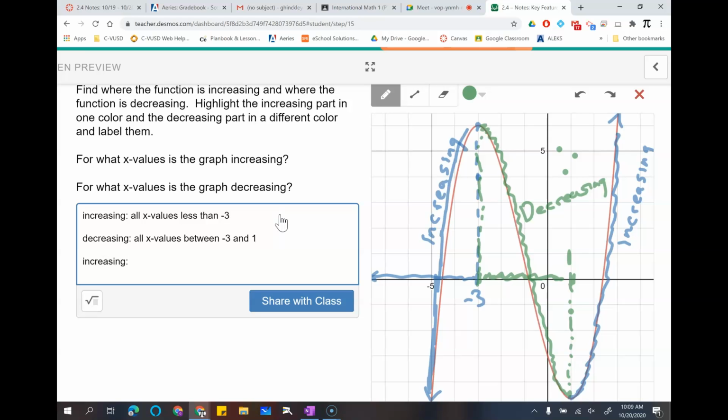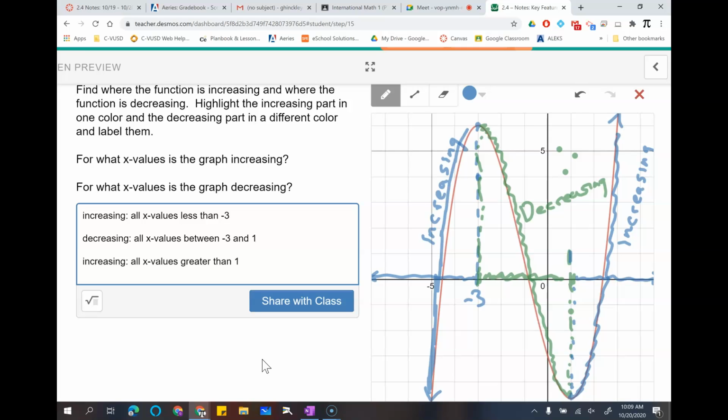And that looks like, let me change my color back to the blue. So I am increasing, so that lowest point, so that's starting at 1. Continuing on forever in that direction. So that would be all x values greater than 1. Okay? And that is what we do to identify those sections that are increasing, decreasing, increasing.